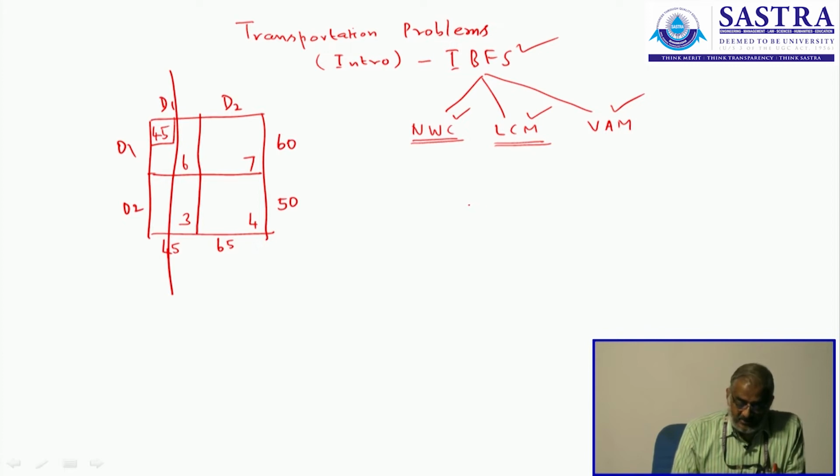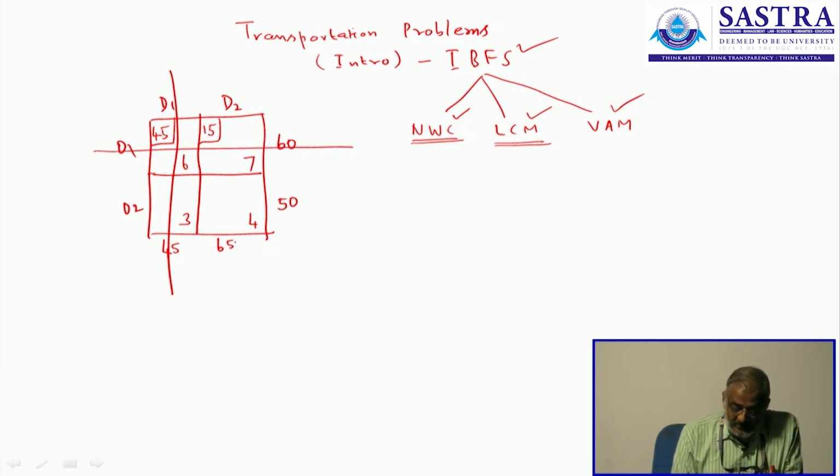Next, the destination D2 requires 65 items. Now the next northwest corner: north is that, west is this. Since we have moved to this, the next northwest is this. These two cells are crossed. Northmost is D2, westmost is O1, whereas this cell is already filled. So the next northwest is this only, where the demand is 65, but supply is 60 minus 45, which is 15 only. So 15 units are to be filled here, for which the supply is now over, 45 plus 15 is 60, so I cross this.